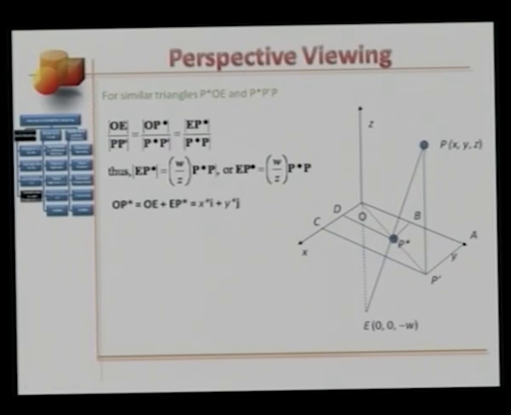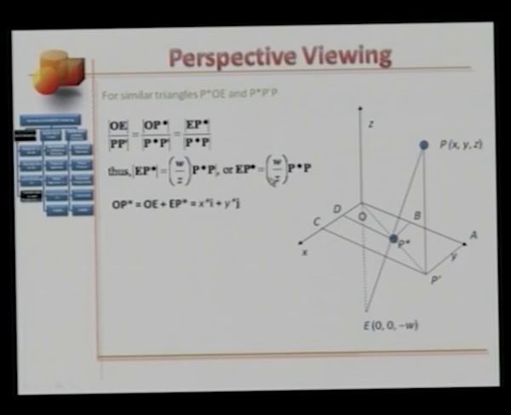Like I said before, we are interested in the coordinates of P star, the perspective image of P. Using vector algebra, we can say that OP star equals OE plus EP star. This is using the triangle law. OE would be minus of WK, and we'll see that later. OP star equals X star I, where I is the unit vector along the X direction, plus Y star J. J is the unit vector along the Y direction.